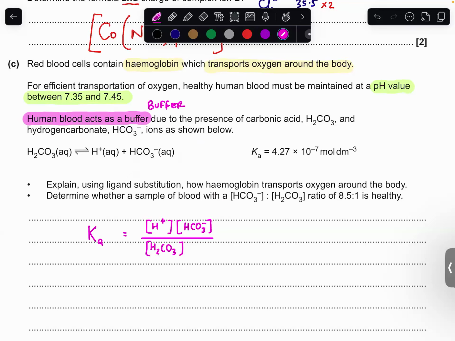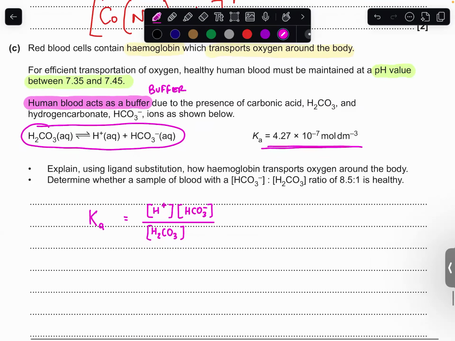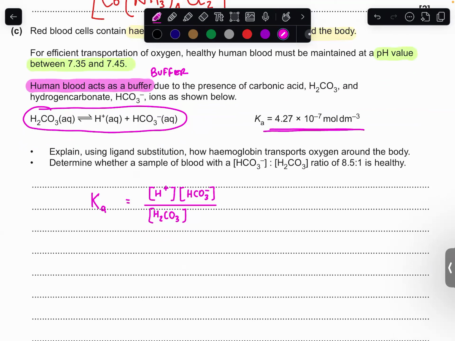Due to the presence of carbonic acid, H2CO3, and hydrogen carbonate, which is like its salt, its conjugate base ion. As shown below, you've got the expression over here. You've been given the Ka value. And so the Ka expression here is given below. The first point is asking you, explain using ligand substitution how hemoglobin transports oxygen around the body.